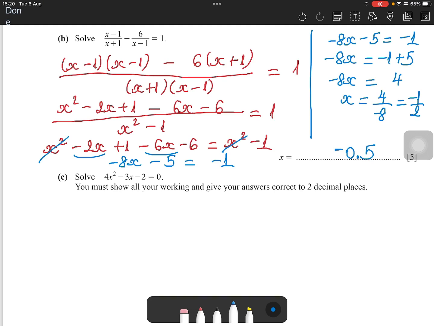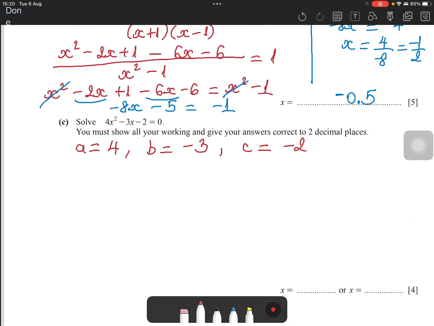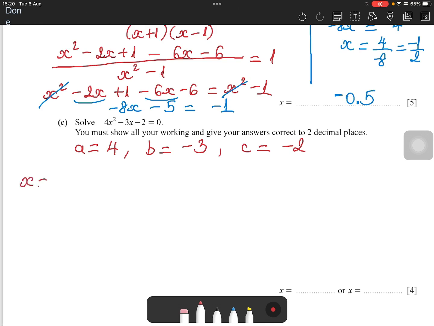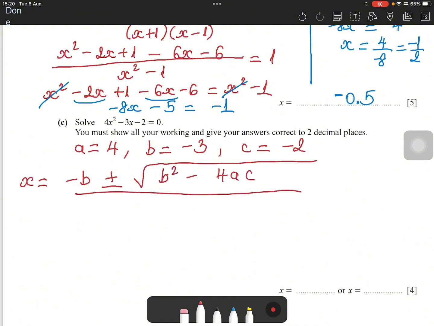C. Solve for x squared minus 3x minus 2. You must show only working and give your answers correct to 2 decimal places. In this case, A is the coefficient of x squared, B is the coefficient of x, and C is the constant, negative 2. And according to the quadratic formula, x is equal to negative b plus or minus the square root of b squared minus 4ac, all over 2a.